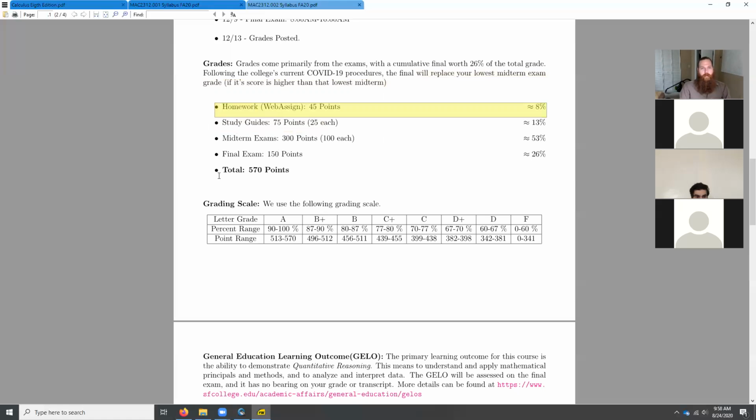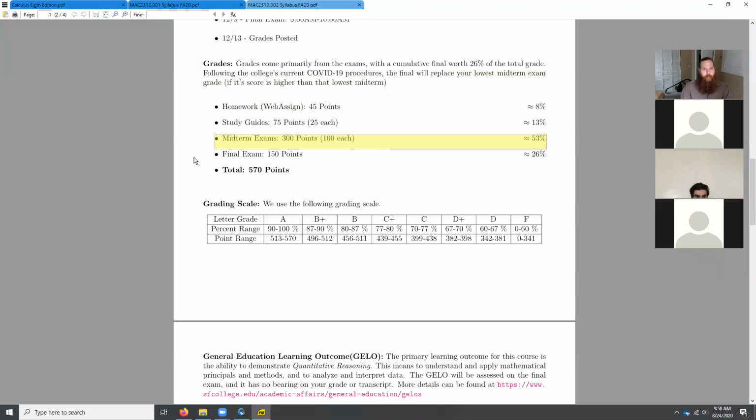So about 8% of the grade, or 45 points, comes from the homework on WebAssign. About 13% of the grade, or 25 points each, 75 points total, come from the study guide. And this grade is for your written work that you scan and submit in Canvas. All right, so you have to write out those solutions, scan and submit them in Canvas to get credit for the study guides. It's an easy 13%.